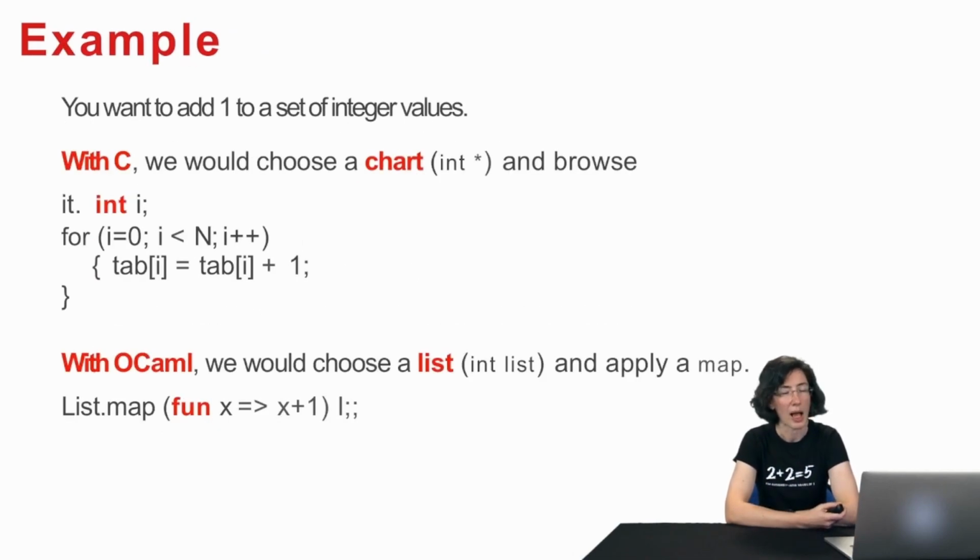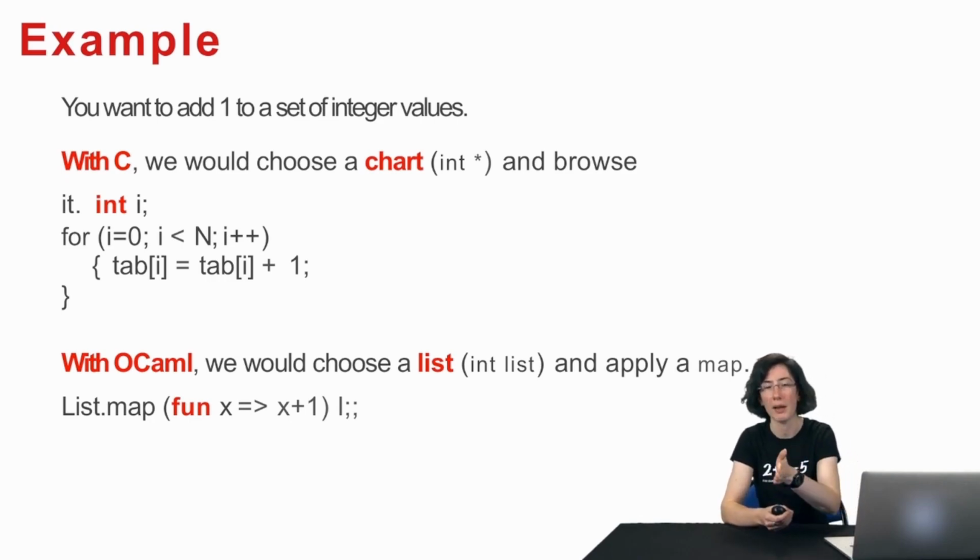A quick example to show you the various ways of programming. Let's imagine we have a set of integer values, and that we want to add 1 to all these values. With C, naturally, we would choose a chart of a certain size, an int asterisk, a pointer towards an integer chart, and we would browse it sequentially. There would be a for loop, browsing every box of the chart, and we successively add 1 to each integer.